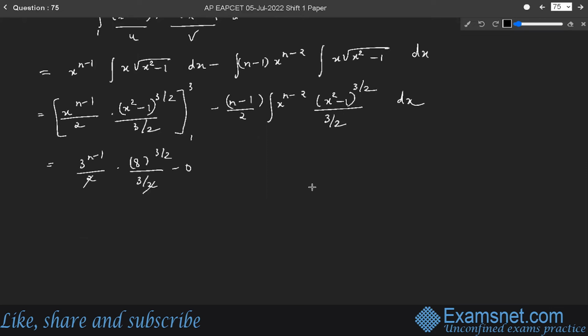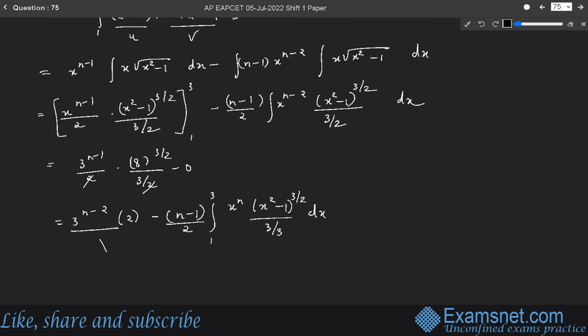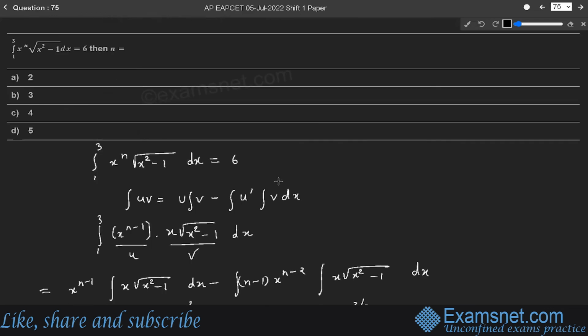Here 2 and 2 will be cancelled. So it becomes 3 power n minus 2 into 2 minus n minus 1 upon 2 integral of 1 to 3 x power n into x square minus 1 power 3 by 2 upon 3 by 2 dx. Here you can see that in this particular term 3 power n minus 2, here 3 into 2 is equal to 6. So therefore n will be equals to 3. Therefore, we can say that the value for n here is 3. So option number B is the correct option for this question.